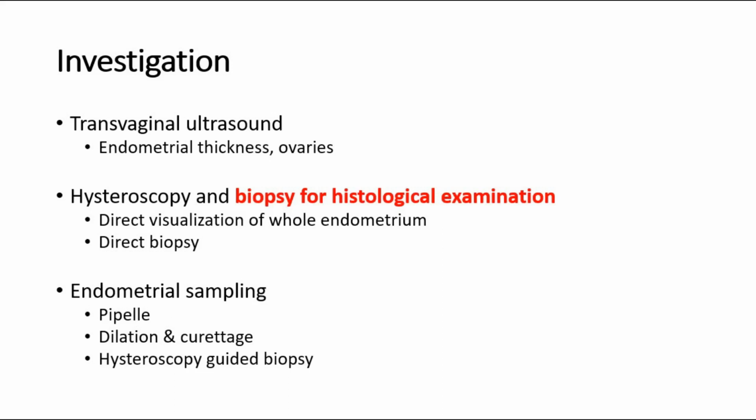So the hysteroscopy will allow a direct visualization of the whole endometrium and also allows a directed biopsy to be performed. So usually we can do a hysteroscopy together with biopsy for histological examination. And take note that endometrial cancer can only be diagnosed by a histological examination of biopsy. And there are different types of endometrial sampling, which include pipelle sampling, dilation and curettage, or hysteroscopy guided biopsy.